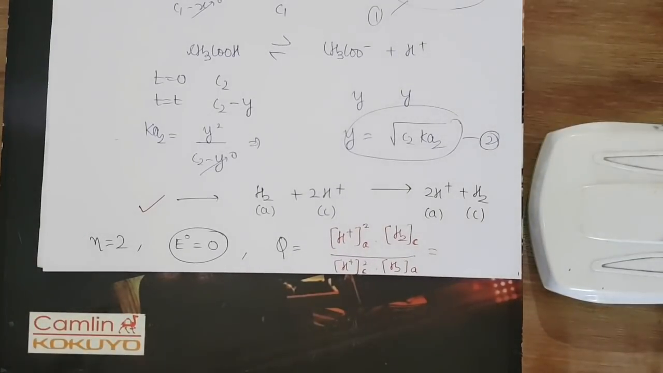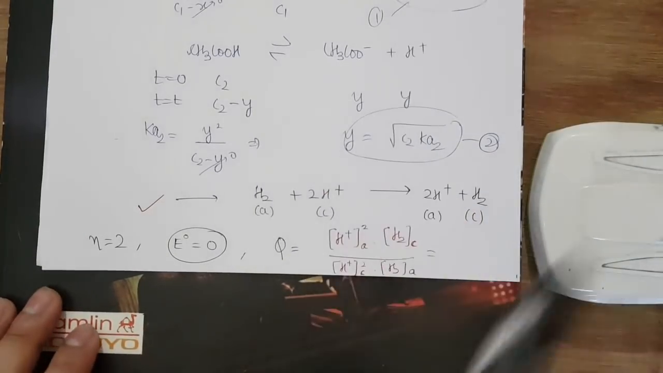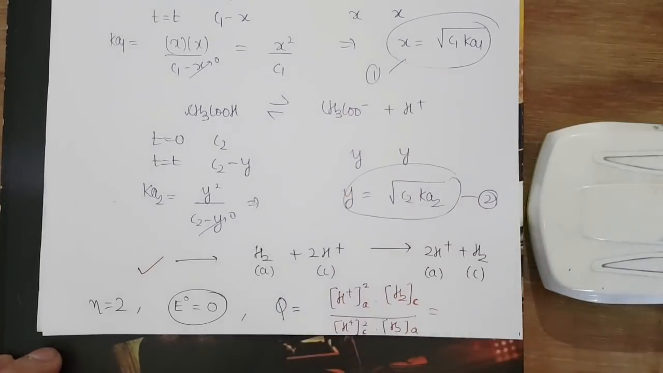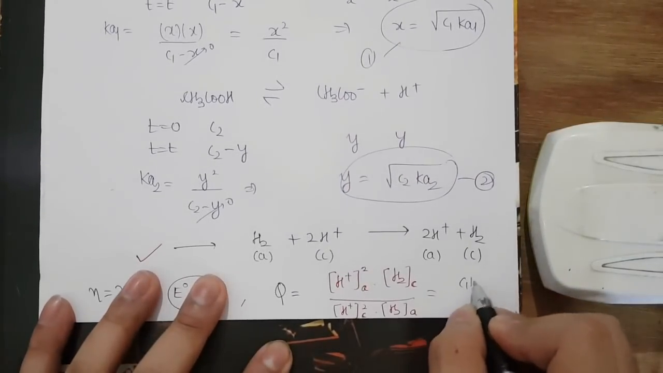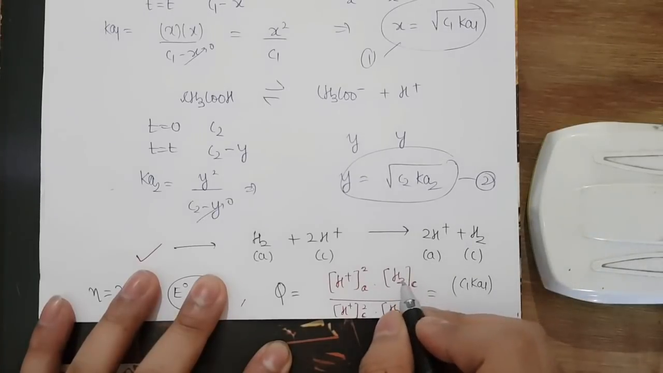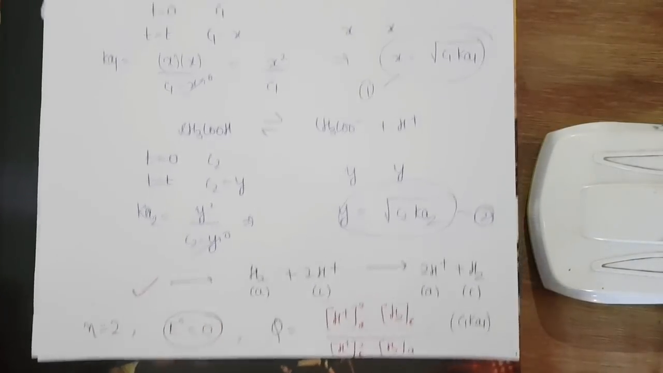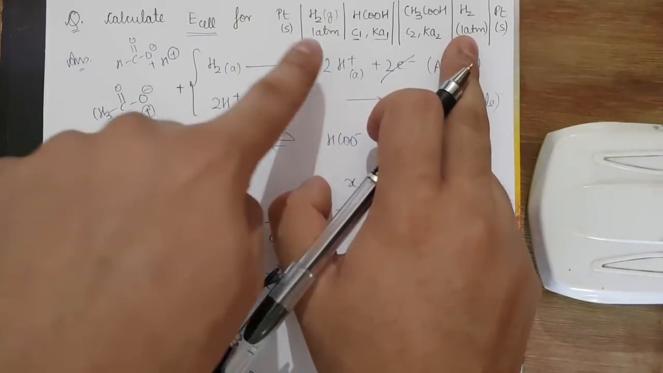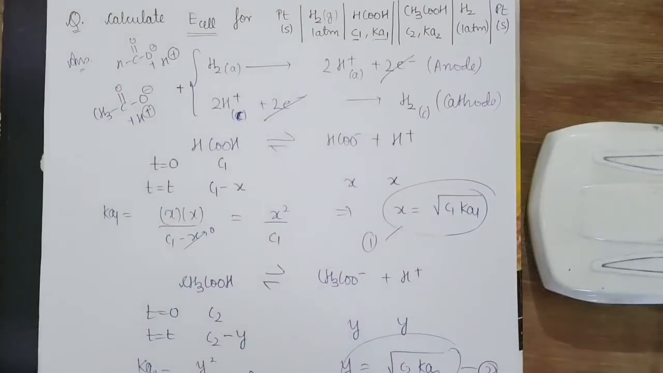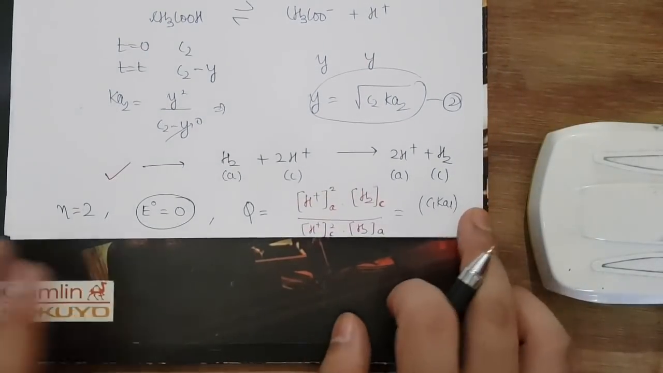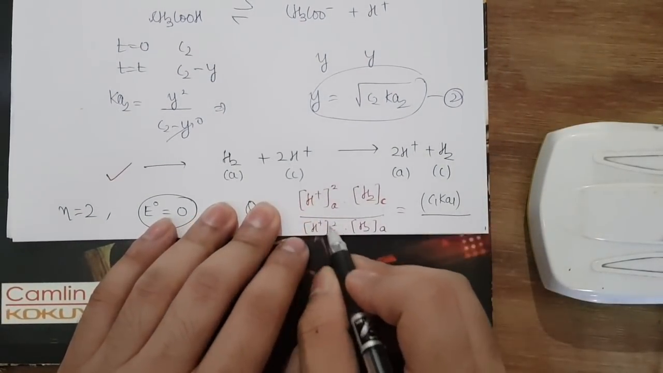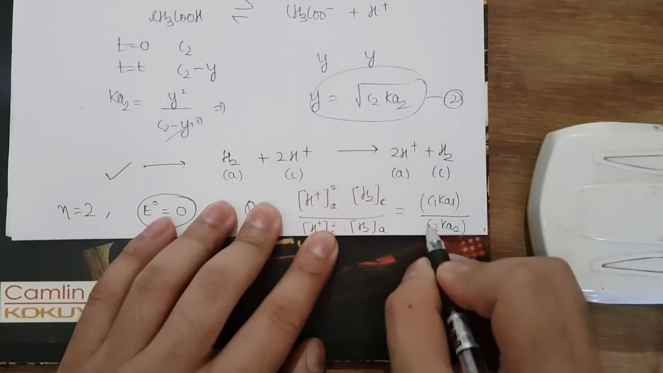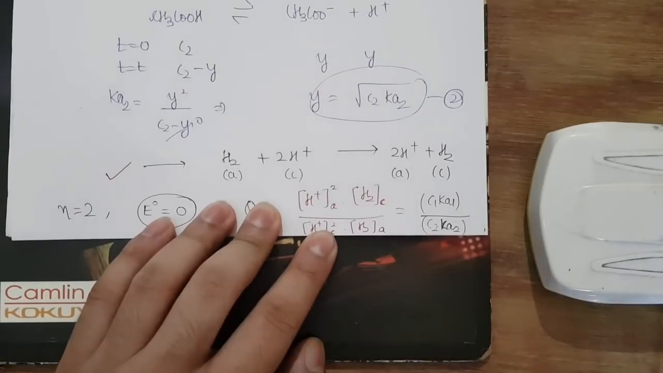Now what is H plus from the anode? That is equal to root of C1 Ka1, that is the value of X. So we get C1 Ka1 into H2 cathode. What is the given value of H2 cathode? You can see from here that has been given to you as 1 atmosphere, and similarly H2 anode is also 1 atmosphere. So both of these are 1, into 1 whole upon H plus cathode whole square, which is this thing. So C2 Ka2 comes into consideration here, into H2 anode is equal to 1.